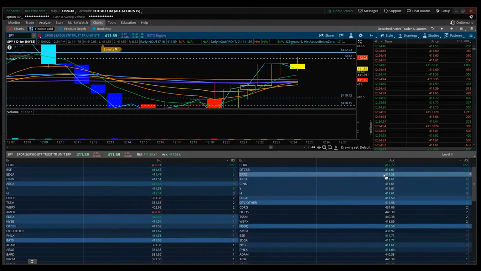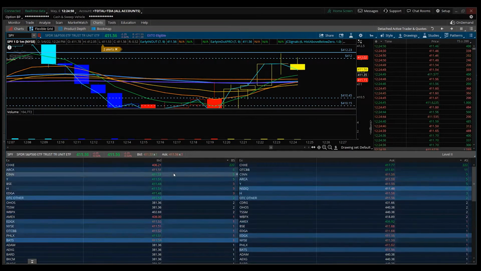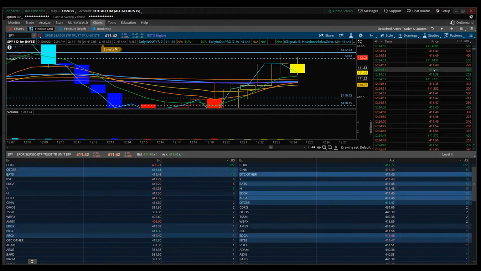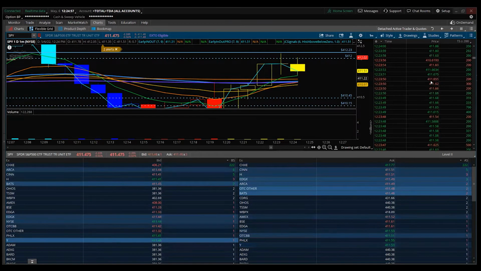and the sellers started stepping up, bringing the buyers down. So the ask stepped up and brought the bids down. And as you can see here, where were we at? One second here.